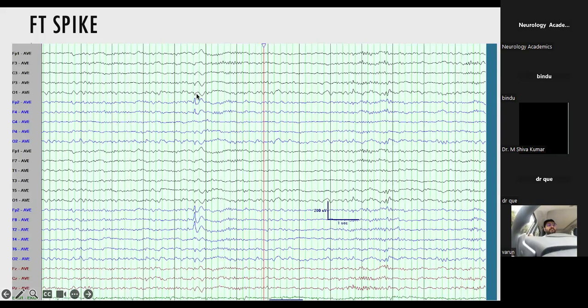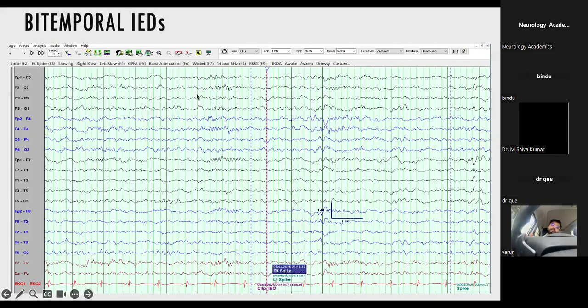Coming to bitemporal IEDs, these can be seen in about one third of patients with TLE. Bitemporal IEDs are mainly seen even in the sleep records.